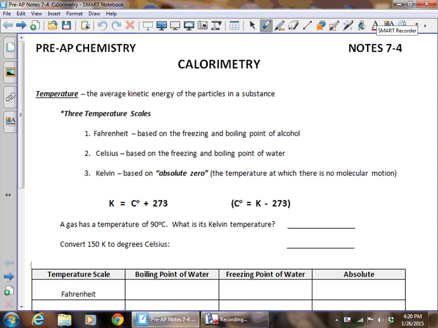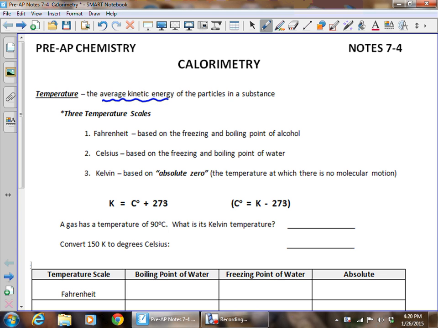Today we're going to talk about an area of thermochemistry called calorimetry, and this is the measurement of heat. Now, one of the things we've got to remember is that temperature and heat are not the same thing. Temperature is simply a measure of the average kinetic energy of particles in a substance.